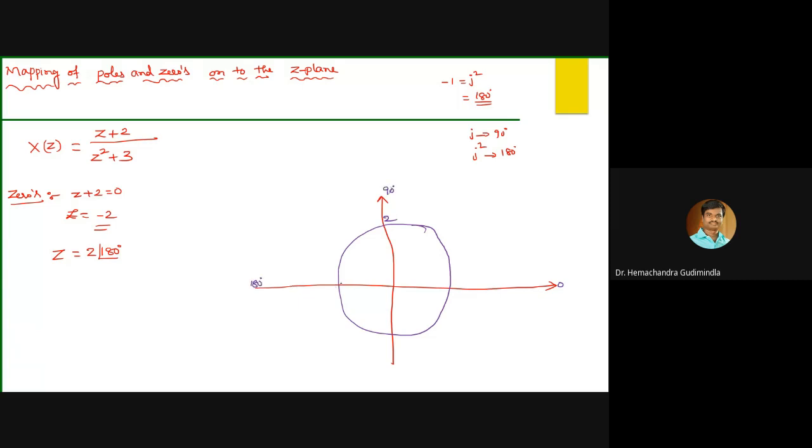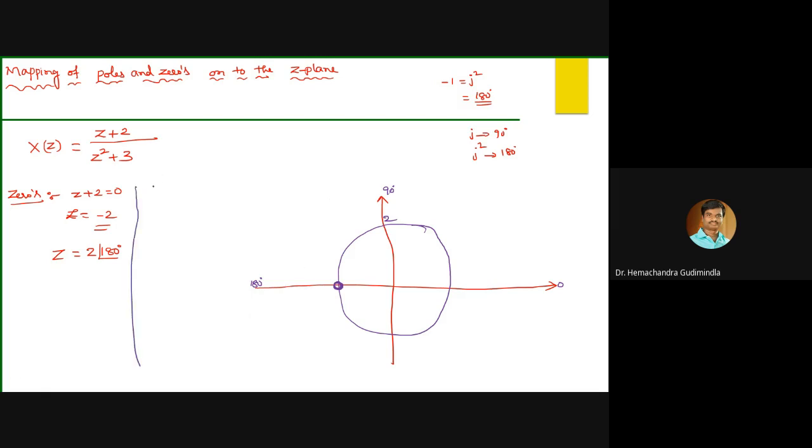Now where is the zero? Here is the zero at 180 degrees. Is it clear, everyone? 2 at an angle of 180 degrees. See here, this is the magnitude 2 at an angle of 180 degrees. So we calculated the zeros.